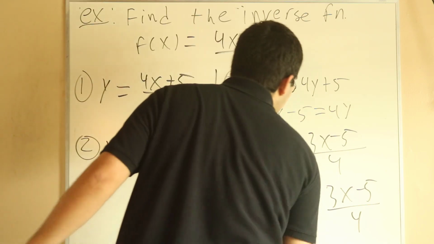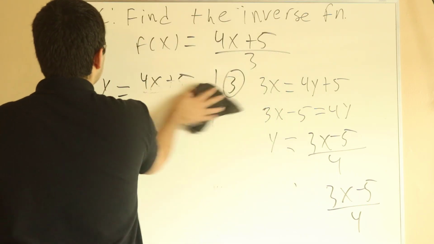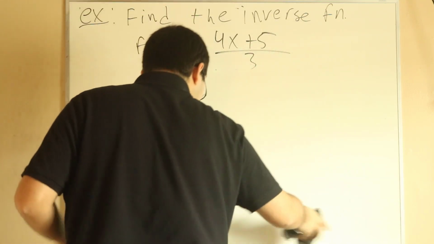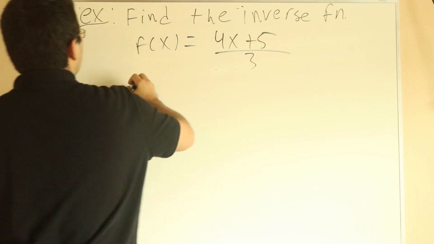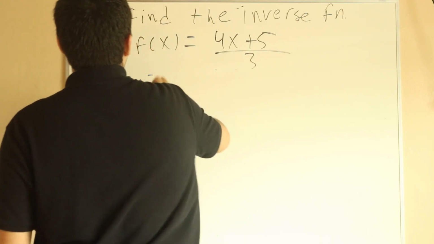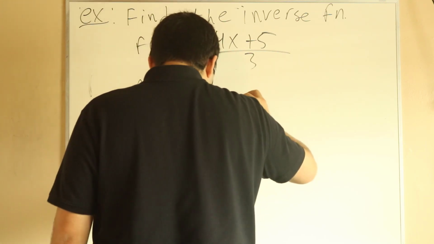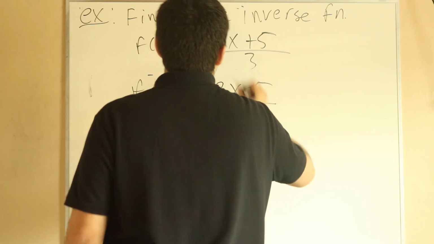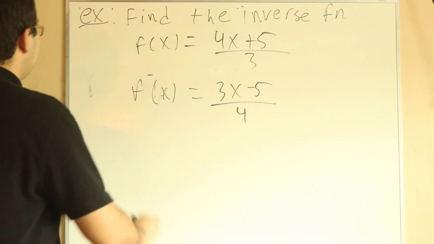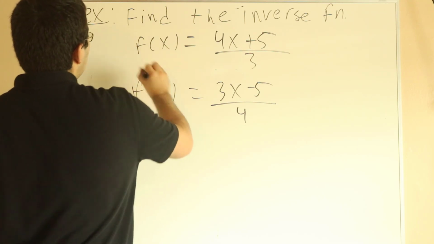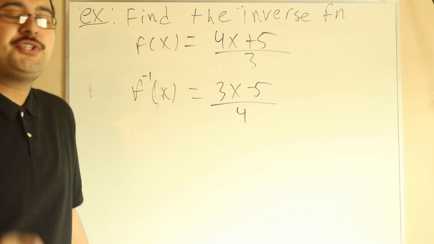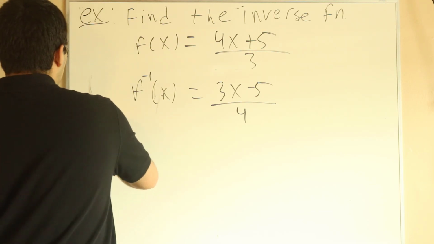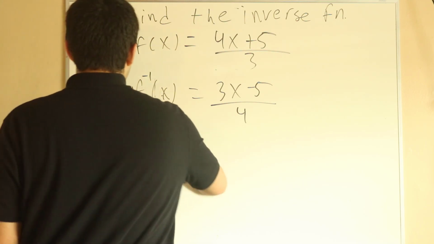Okay, so let's check our composition. So we have f inverse of x as being proposed to be 3x minus 5 divided by 4. So let's now take our composition. And remember, as noted in the definition, it doesn't matter which composition we take, as they should end up being the same answer regardless. So we'll do f composed with f inverse of x.